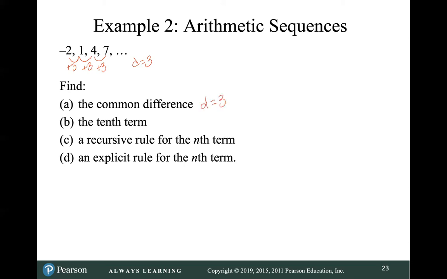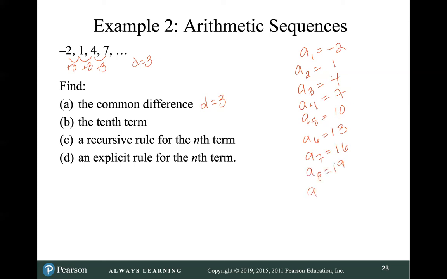Well, I can say A1 was -2. Then the second one is 1. The third one is 4. The fourth one is 7. I need to find 6 more terms. The fifth one will be 10. The sixth one will be 13. Seventh will be 16. Eighth will be 19. Ninth will be 21. 10th will be 24.